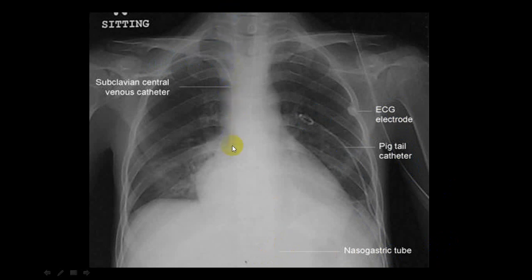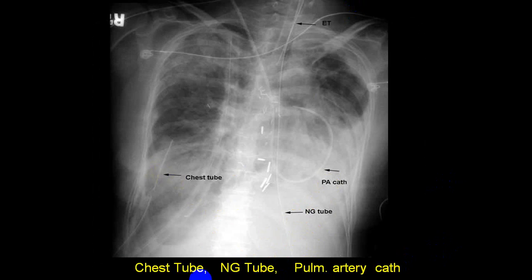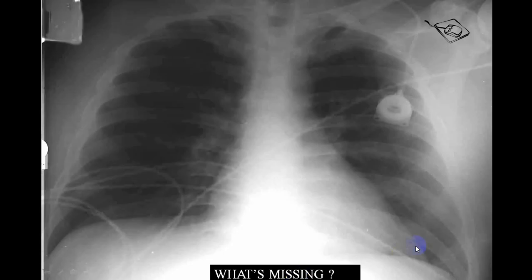Nasogastric tube, which is here. So try to identify those particular structures. Okay, so go through. This is a PA catheter. This is a nasogastric tube. This is a chest tube. So try to identify those structures: chest tube, nasogastric tube, pulmonary artery catheters. These are what we call different types of wires which you can see for monitoring.